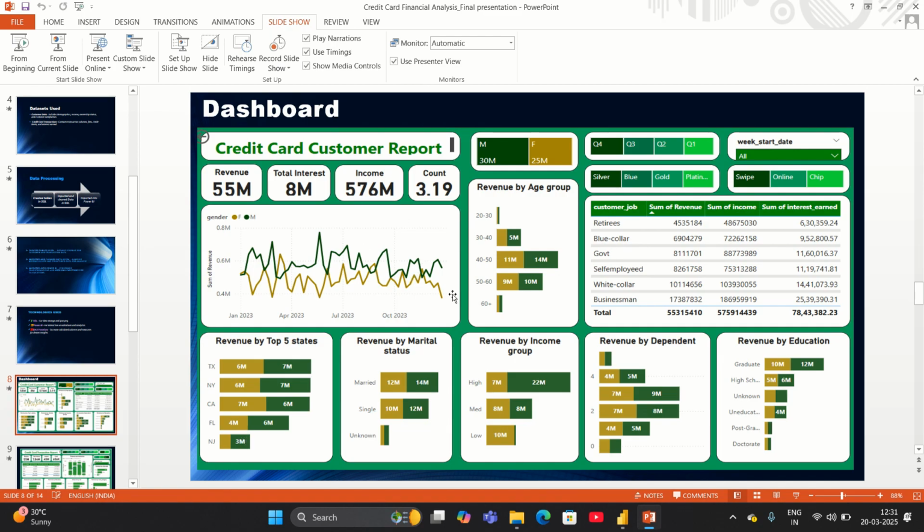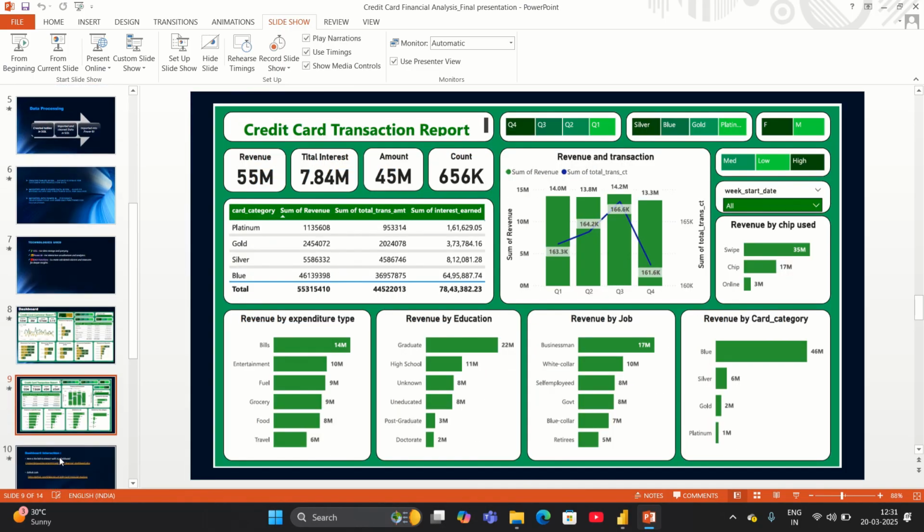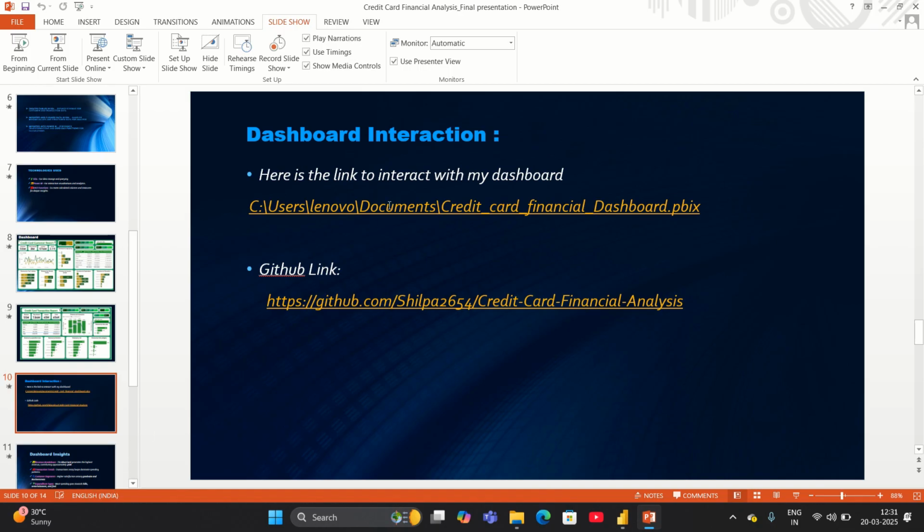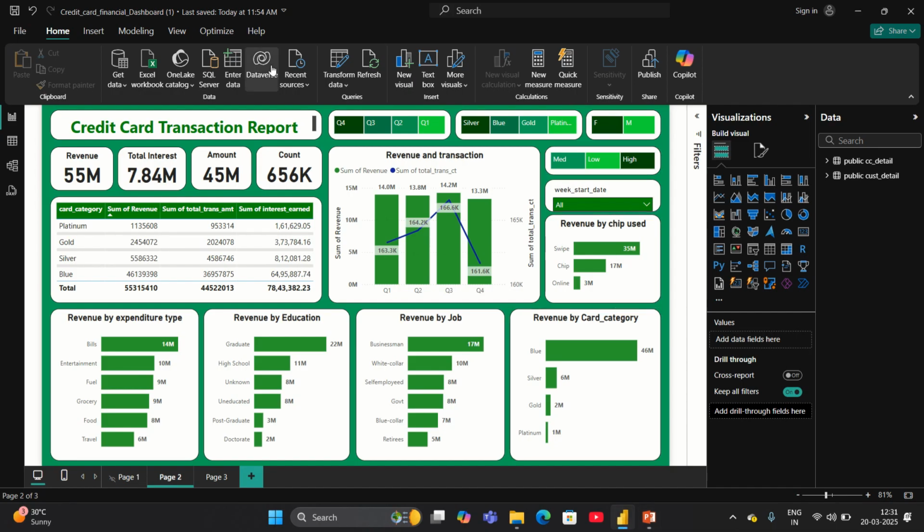Here is the dashboard I have created. Now I will walk you through this credit card transaction. Before that, I can explain the dashboard I have created. I have created two pages of report. One is credit card customer report and another one is credit card transaction report. I can explain this dashboard through the dashboard link I have pasted here. Yes, this is the dashboard I have created.